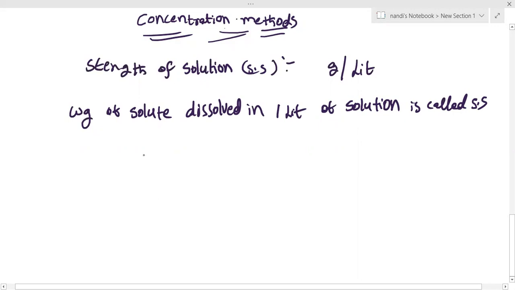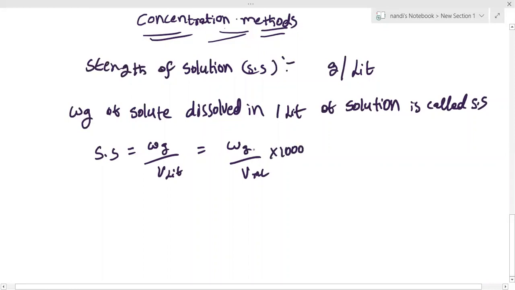So now you can see here, the strength of solution equals W grams by V liters. Now you can convert into ml: W grams by V ml into 1000. So this is the strength of solution.